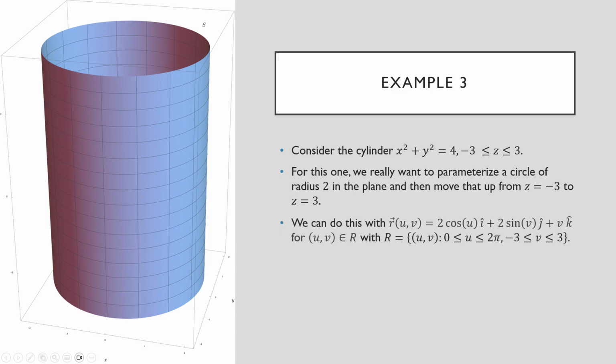So that would be the circle of radius 2 is just 2 cosine u plus 2 sine u. This should be sine u, not sine v. And then the v value is just letting my z go up and down. So my u should be between 0 and 2 pi, because that's the angles to give the circle. And then my z values go all the way from -3 to 3. And that gives me my entire cylinder here.